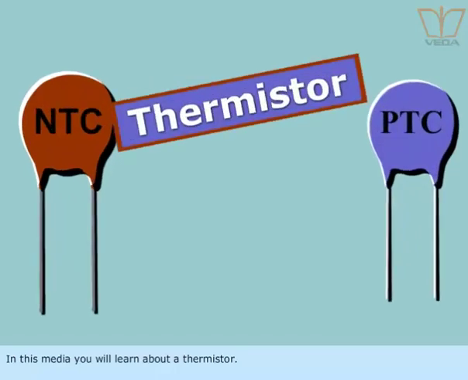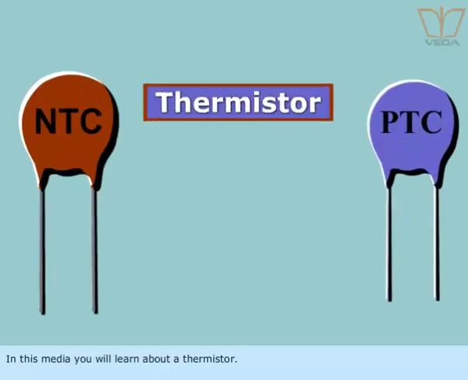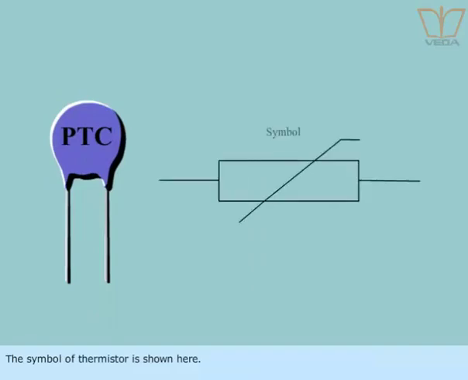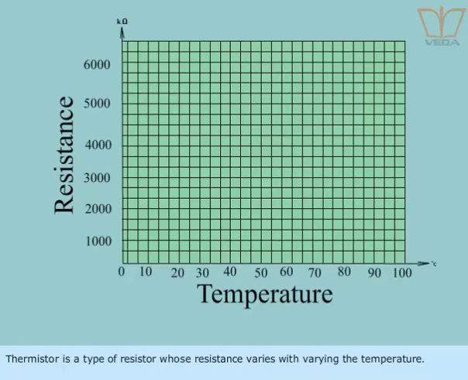In this media, you will learn about a thermistor. Thermistor is a device which is mostly used for temperature measurement. The symbol of thermistor is shown here. Thermistor is a type of resistor whose resistance varies with varying the temperature.